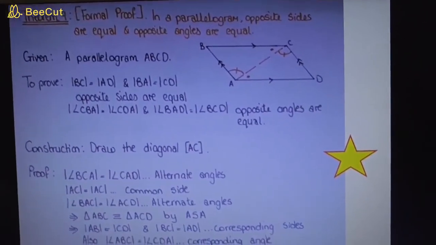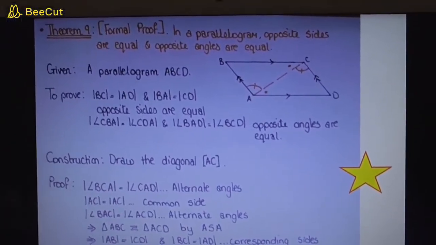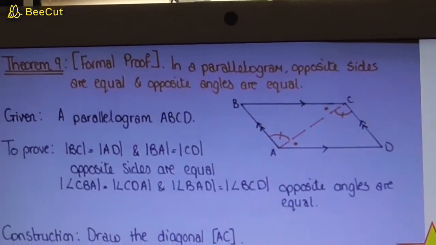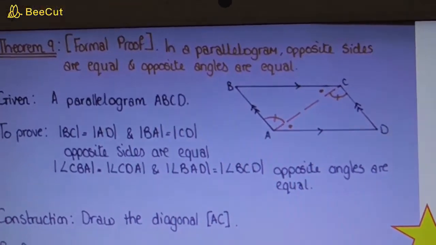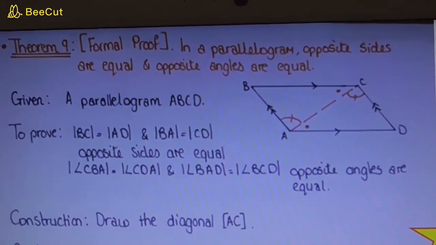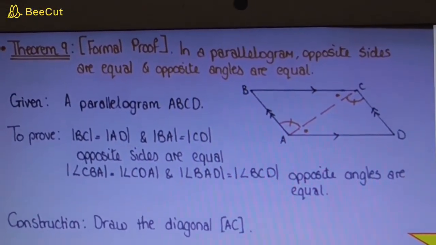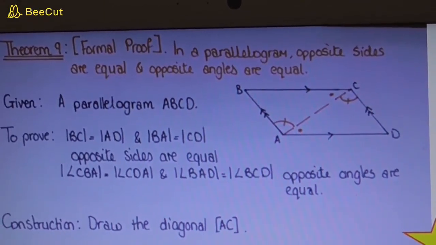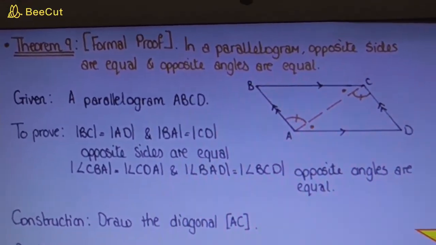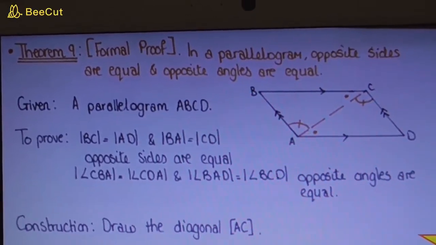Theorem 9 is another formal proof. Okay, so I've started. In a parallelogram, opposite sides are equal and opposite angles are equal. So that's what I'm trying to prove: that opposite sides are equal and that opposite angles are equal. So again, that's your title.